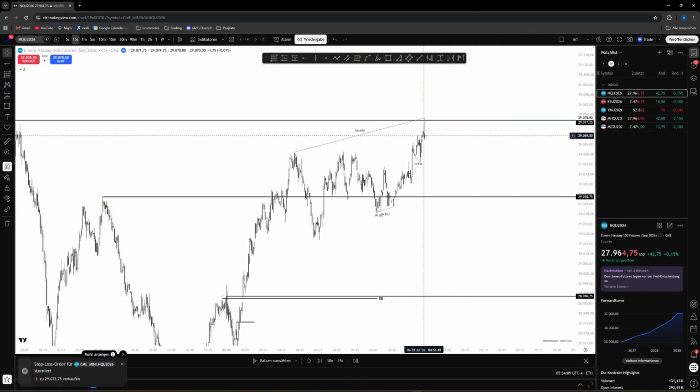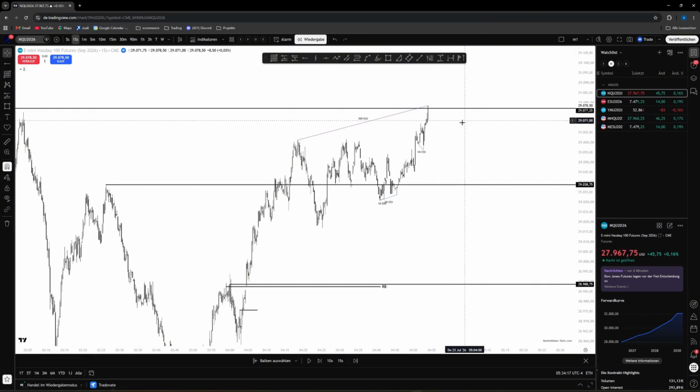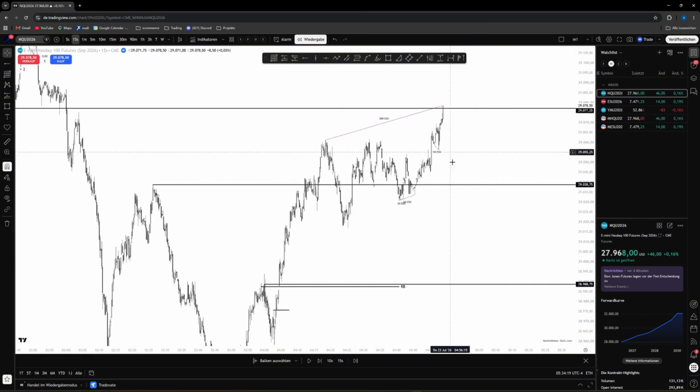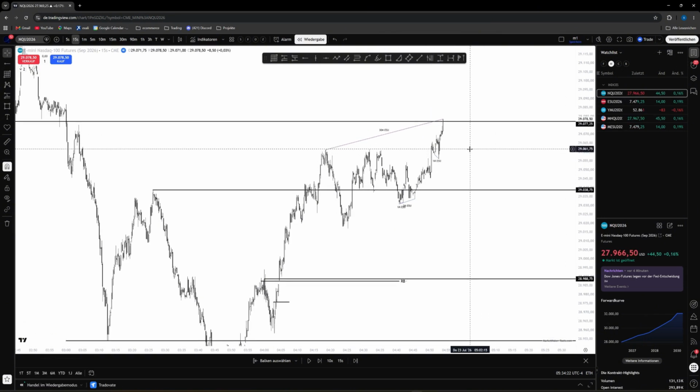Here it also broke the high, and then you could have trailed up to the SMT here again. I tend to trail more and more aggressively towards the end, because I simply don't want to give back the profits. And you should do the same, even if you end up with a slightly smaller risk-reward ratio. But you can squeeze a lot more out of most moves this way.